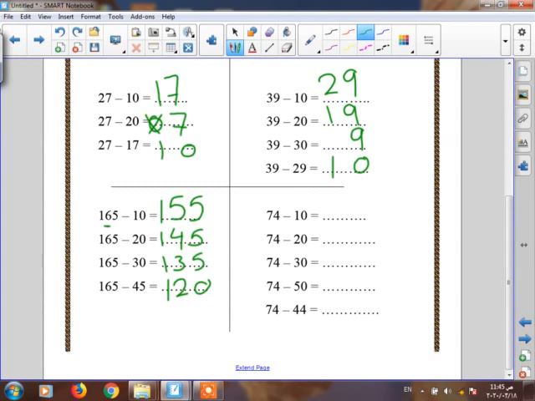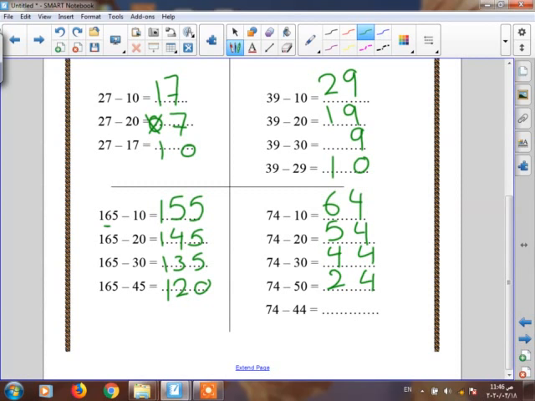For the last group, 74 minus 10. Again, I will take 1 from the tens. So the answer is 64. 74 minus 20. I will take 2 from the tens, so the answer is 54. 74 minus 30. The answer is 44. 74 minus 50 equals 24.